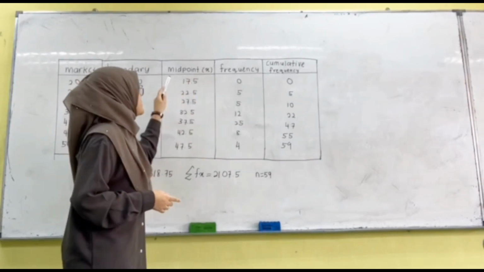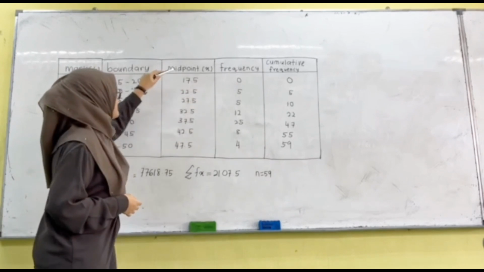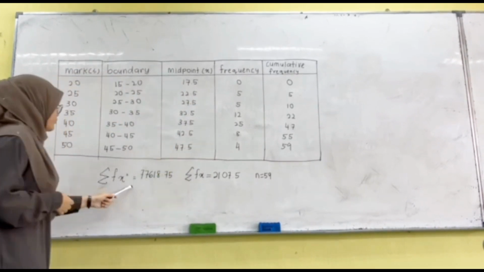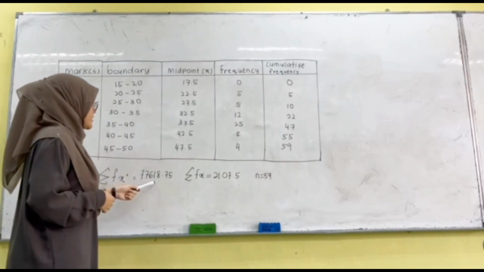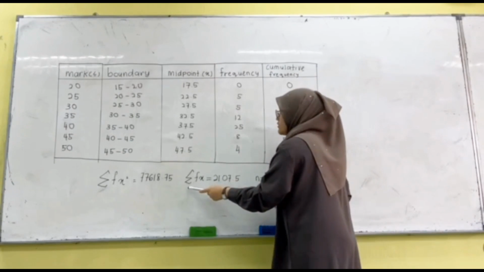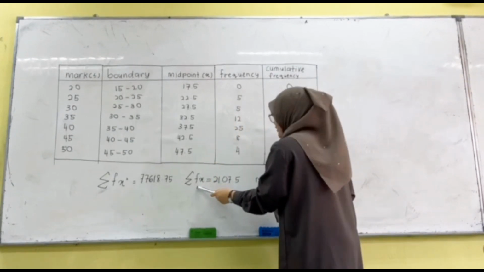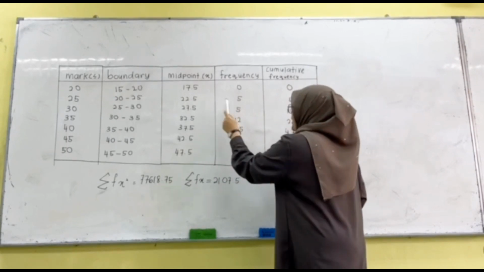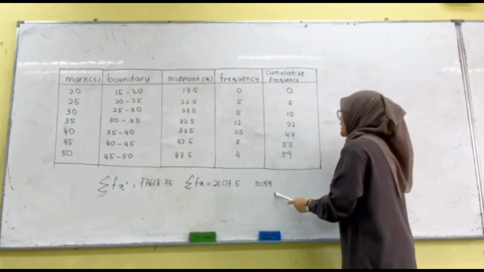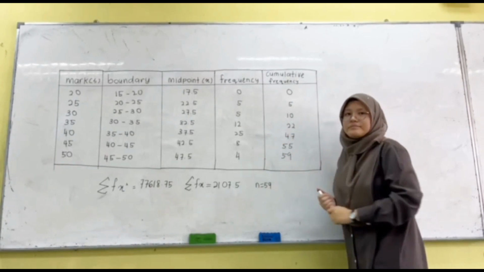Then we have frequency and midpoint, so we can find summation of fx squared by multiplying frequency and midpoint. But make sure this midpoint is squared. Then we get the value 77618.75. Next, we want to find summation of fx. We can calculate summation of fx by multiplying f and x. Then we get the value 2107.5. And n is 59 because the cumulative frequency shows that the total is 59.